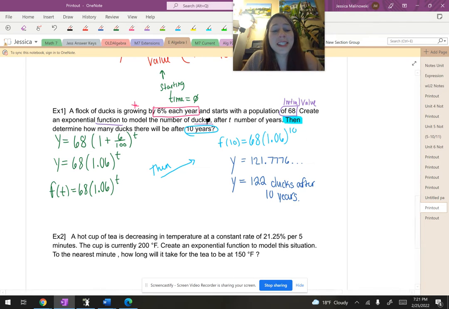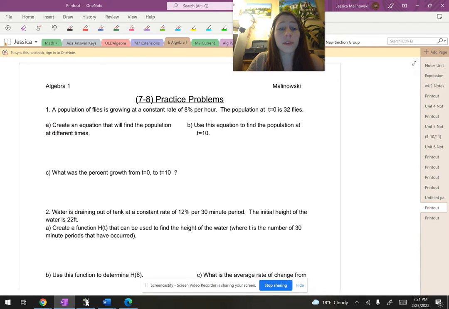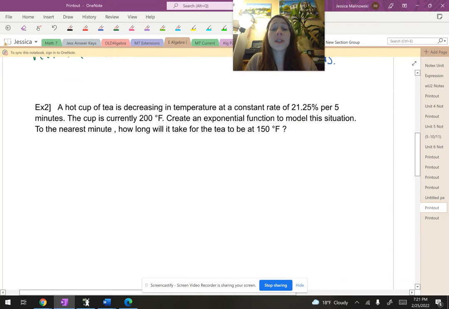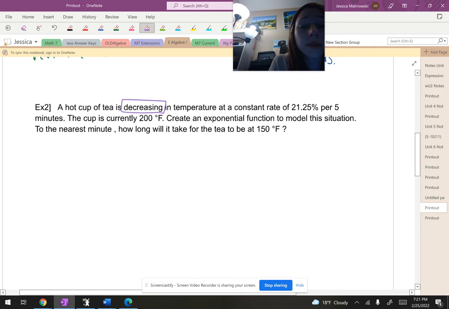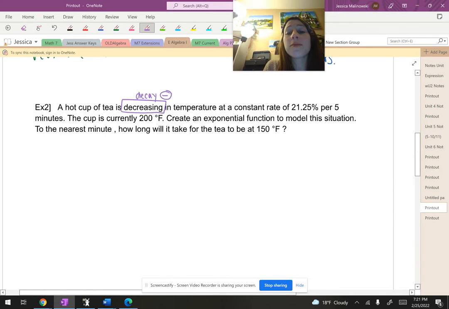Anywho, a hot cup of tea is decreasing in temperature at a constant rate of 21.25% per 5 minutes. Decreasing tells us that we're going to be seeing decay, so we'll be using the subtraction sign of that formula.